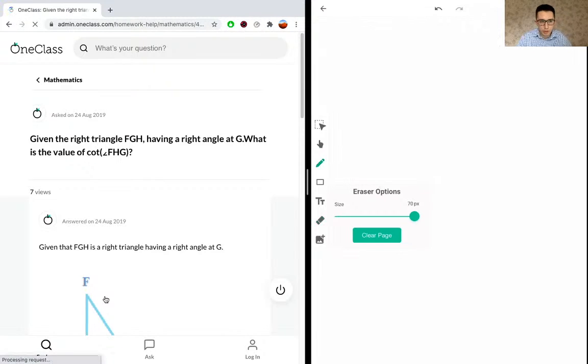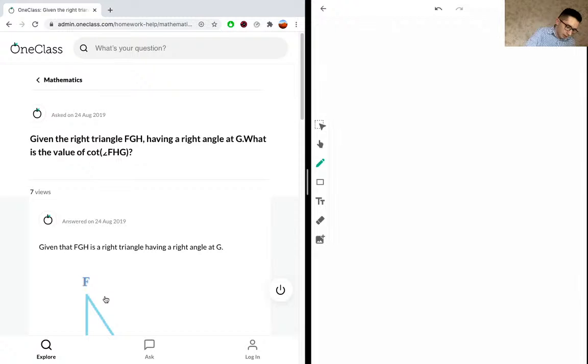Okay, so on to the next question. Given the right triangle FGH having a right angle at G, so we're given a right triangle, we'll define F, G, H, and it's telling us at G there's a right angle. What is the value of cotan of the angle FHG? So the angle FHG is this angle. So we'll say this is theta.